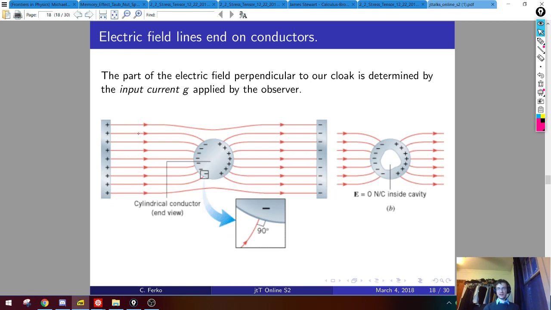So by electric field lines, I just mean, the electric field is an arrow at every place, connect all of those arrows to make some lines, and as it turns out, those lines should end on these conducting surfaces. So this is the sort of surface of our cloak that we'll use in the remaining 10 slides.